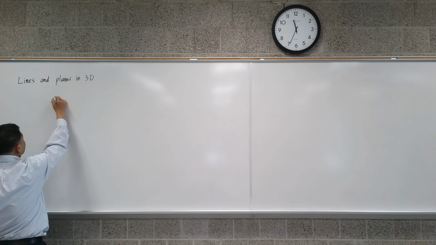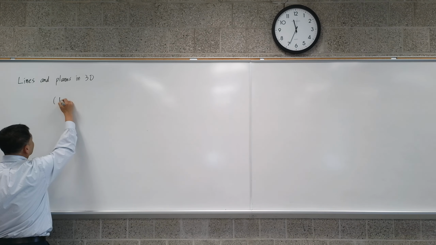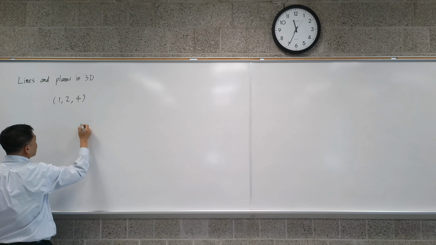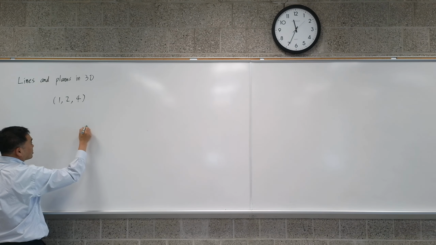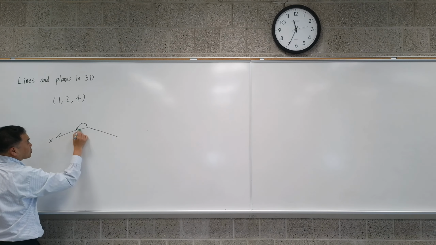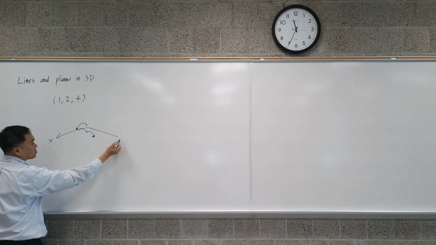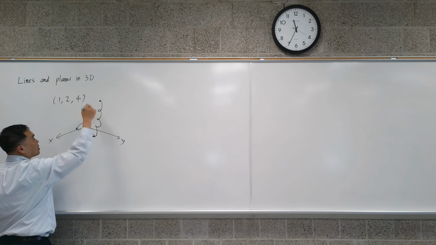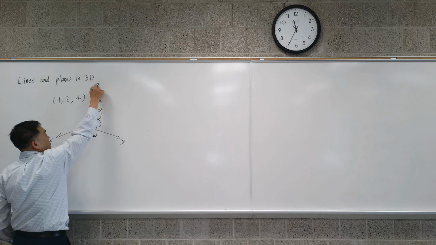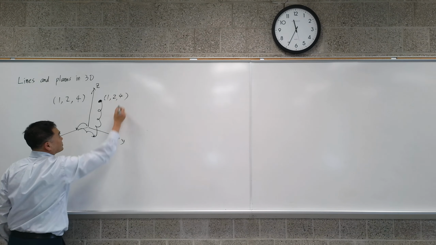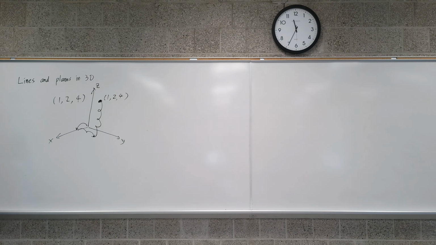And then we'll have something like (1, 2, 4). This point would be first going one step in the x direction, and then going 2 steps in the y direction. That would be y. And now you go up 4 in the z direction, so that this point right here is (1, 2, 4). Okay. So that's the coordinate system we were talking about.